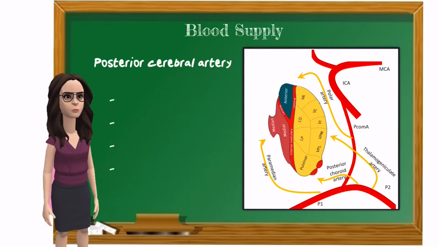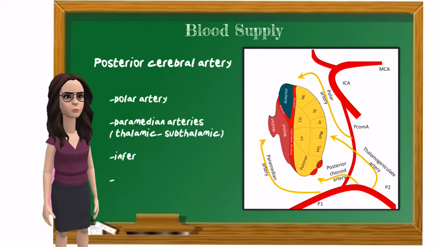The blood supply to the thalamus is derived from the branches of the posterior cerebral artery. These branches include the polar artery, paramedian arteries, inferolateral arteries, and posterior choroidal arteries.